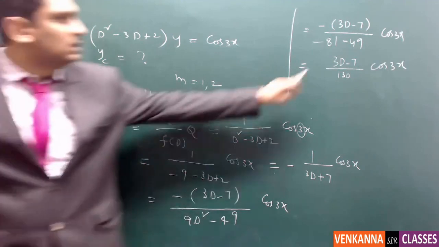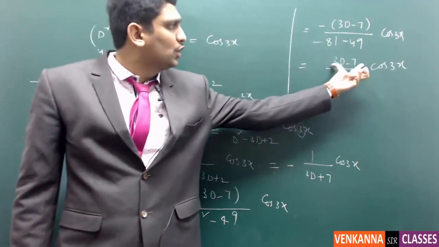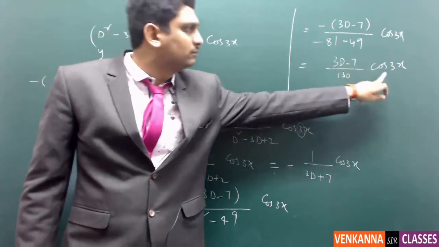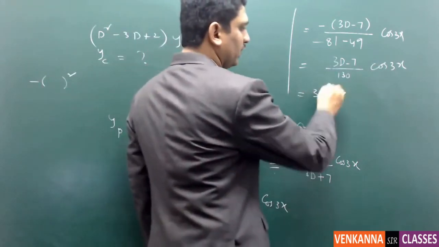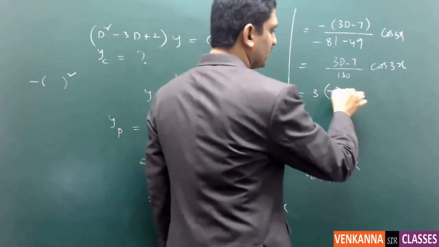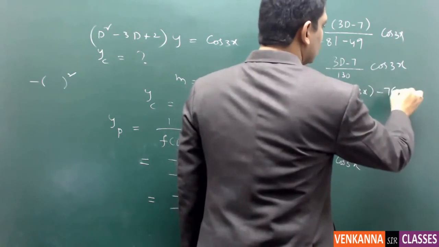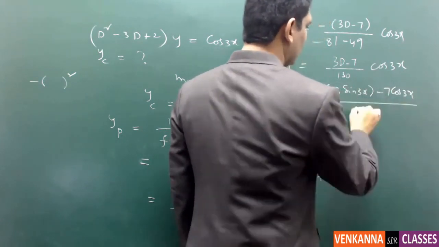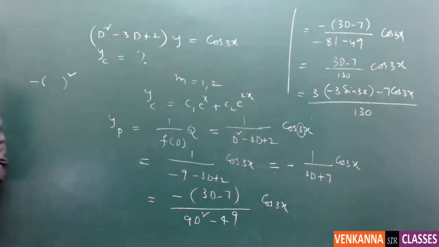Now, since D stands for differentiation, you are applying the numerator term to the function cos 3x. So this is equal to 3 into differentiation of cos 3x, which is minus 3 sin 3x, minus 7 cos 3x, by 130. So that is the final solution. You can simplify further.